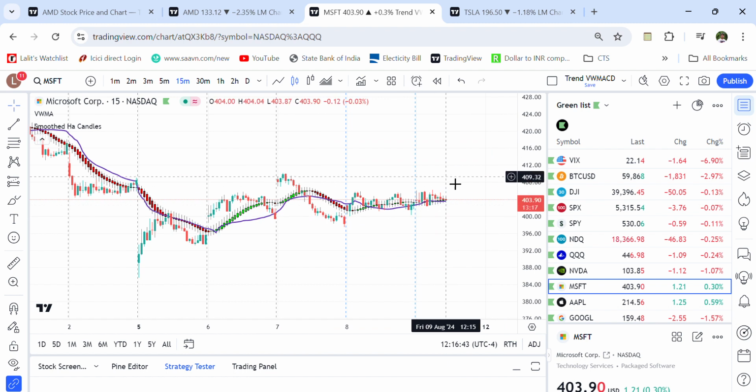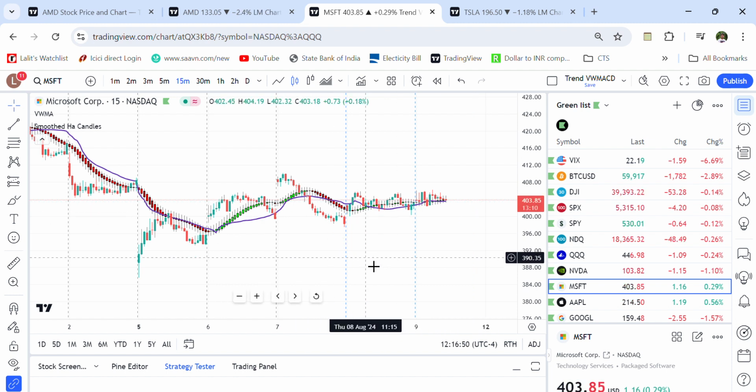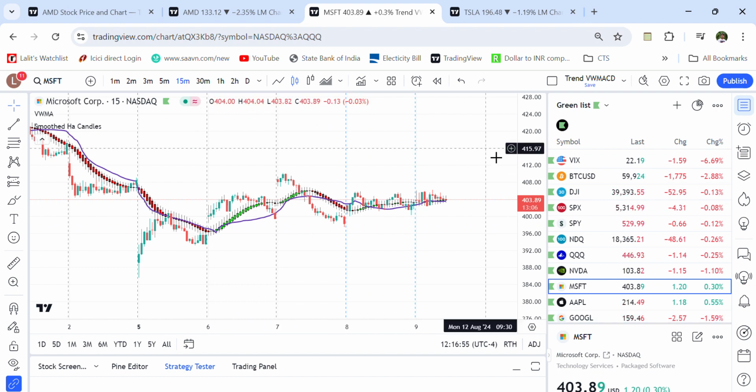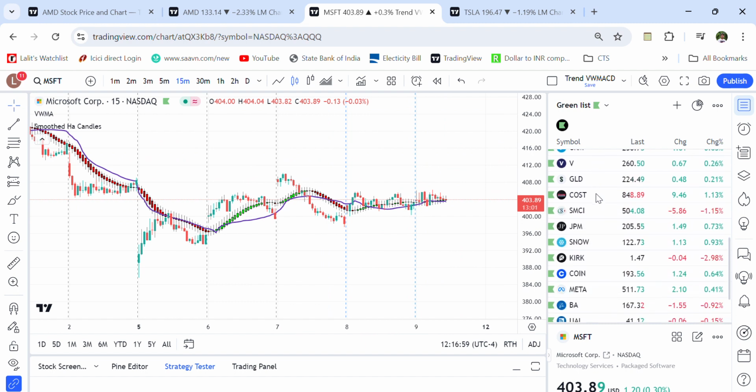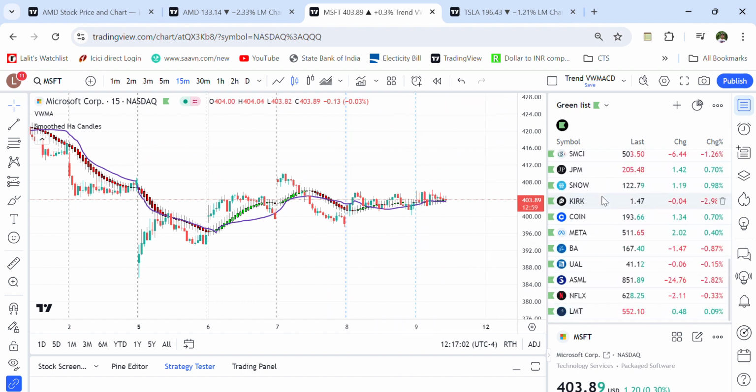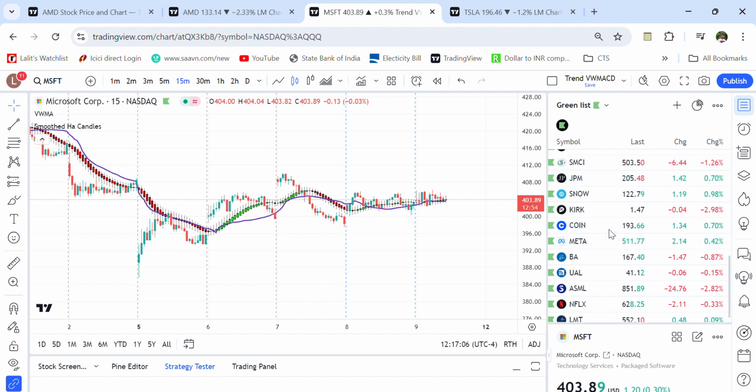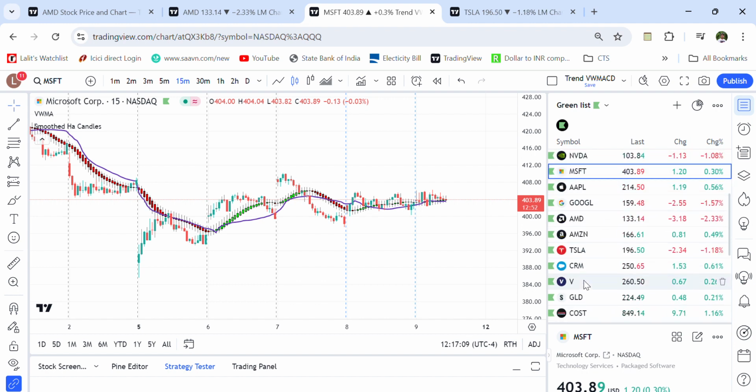So whenever Microsoft crosses VWMA 30 on a 15-minute chart, I will be alerted, and from there I can keep a watch. Similarly, if I do have a pro account on TradingView, I can keep similar alerts on all these stocks. I have around 50 alerts I can keep. Whenever I get the alert, I will start watching it, and if all three conditions are satisfied, I will go on the long side or put side.